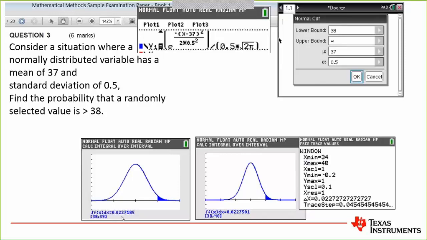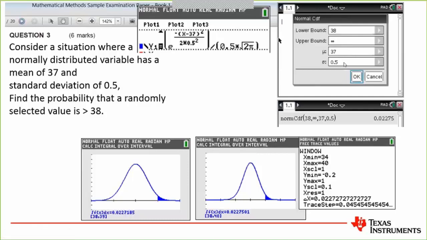Much, much easier on Nspire. This screen capture is now from Nspire CAS, and it can deal with infinity. And so that's just popped up into one of the wizards there, lower bound 38, upper infinity, and there's my mean and standard deviation. That's what it looks like on the execution.